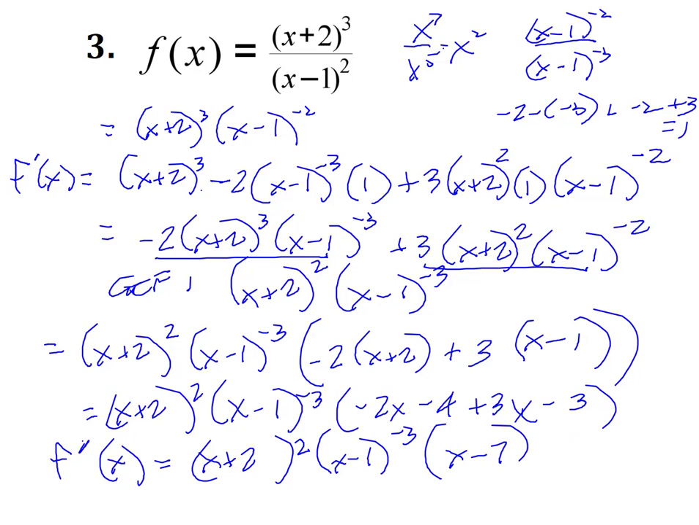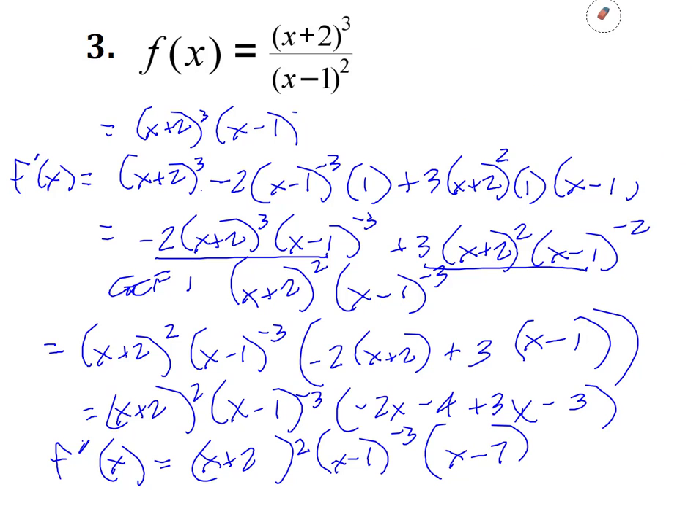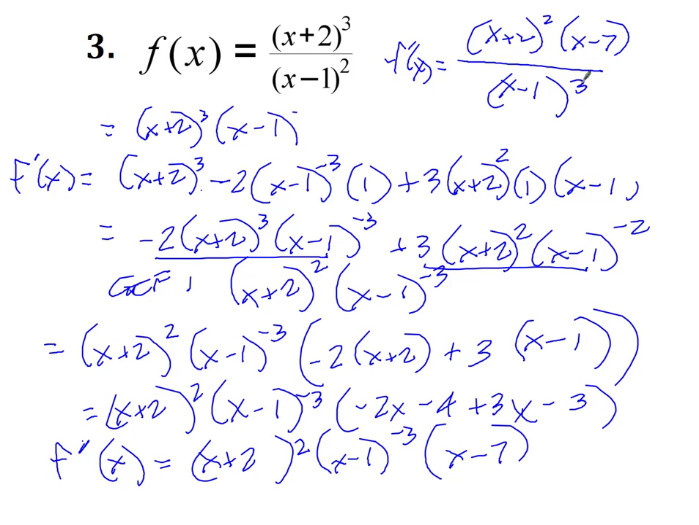I'm going to write it up here at the top. I'm going to erase this real quick, y'all. We don't want a negative exponent because we are couth. So we're going to rewrite it as such: (x plus 2) squared times (x minus 7) over (x minus 1) cubed. And there you go.